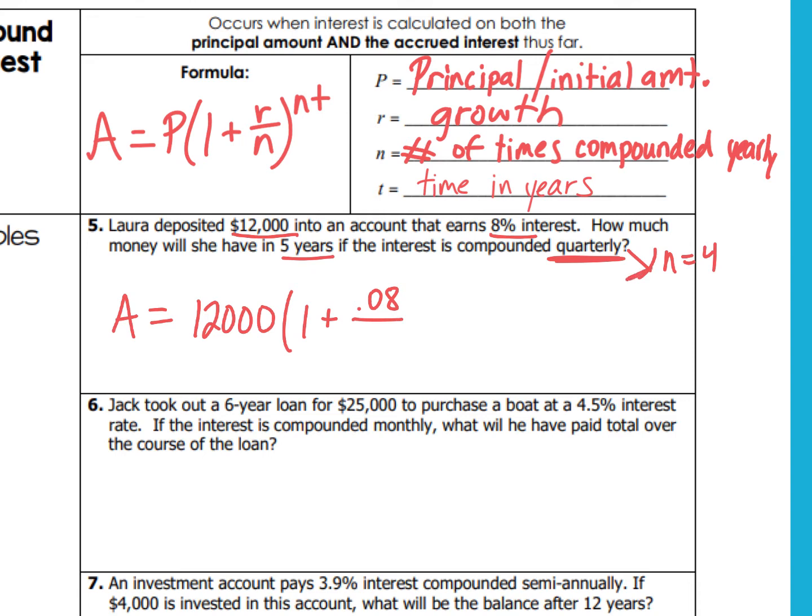That was a really weird arrow, I'm sorry. Okay, 4. And then lastly to the nt power. So we said n was 4 times t, which is 5. So this is the same thing as 12,000 times 1 plus 0.08 divided by 4, to the, what's 4 times 5? 20, to the 20th power. So go ahead and type that into your calculator just like that.